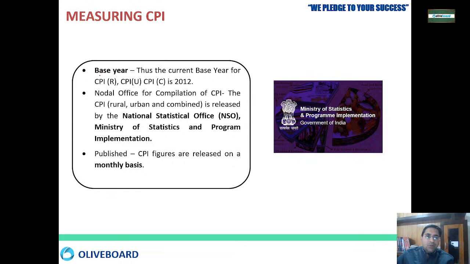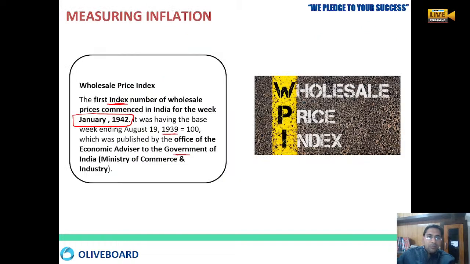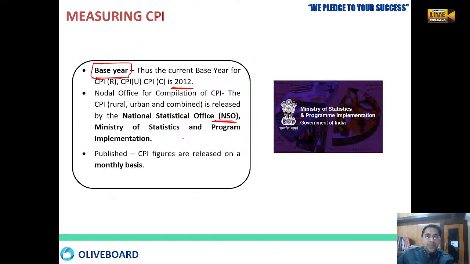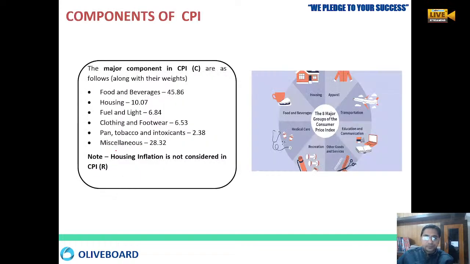Now base year, what is the base year that has been taken for the calculation? For CPI calculation we are taking 2012 as the base year. The nodal office is the National Statistical Office. Our WPI is being published by the Economic Advisor of the Government of India, Ministry of Commerce and Industry, and CPI data is being released by the NSO, National Statistical Office, under the Ministry of Statistics and Programme Implementation, that we also call MOSPI. Every month this data is being released, right?